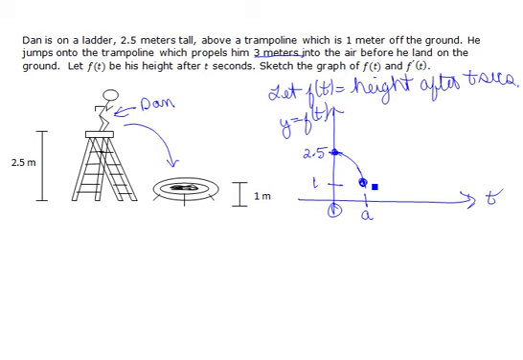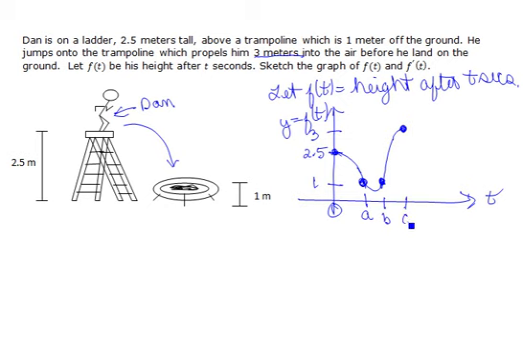Now, if you think about it, he's not going to spring back immediately because the trampoline's going to give a little bit, and his height above the ground is going to drop a little bit below 1 meter until he comes back to the height of the trampoline. I don't know when that is. Let's call that time B. And then the trampoline will push him upward, and it says it takes him to a height of 3 meters. So right about there.